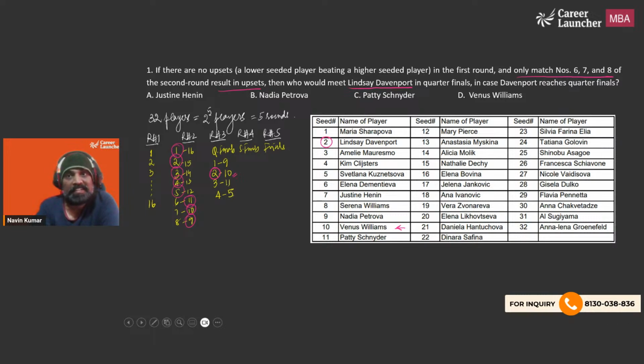Okay, it's given that in case Davenport reaches quarterfinals. So, obviously, Davenport does reach quarterfinals because there was no upset in the previous 2 matches that she played. So the answer is, she is going to meet Venus Williams in the quarterfinals, which is the 3rd round of the tournament.